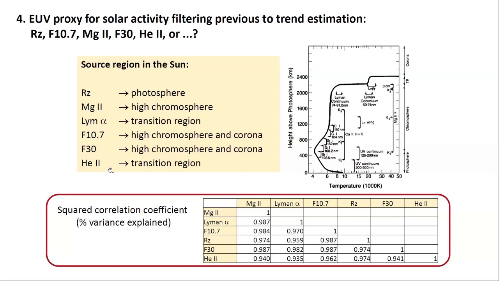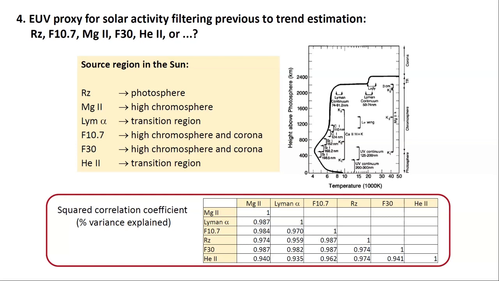Here I mention 6, and each one originates in a different region of the solar atmosphere. For example, sunspot number in the photosphere, magnesium-2 in the high chromosphere, Lyman alpha in the transition region of the sun, F10.7 in the high chromosphere and solar corona, F30 in the high chromosphere and corona, and helium-2, which is also used in the transition region of the sun. All of them, when you look at the annual or monthly time series, correlate very well. Here you have a table with the correlation coefficients.